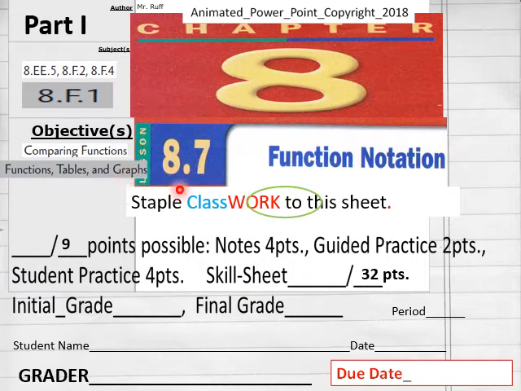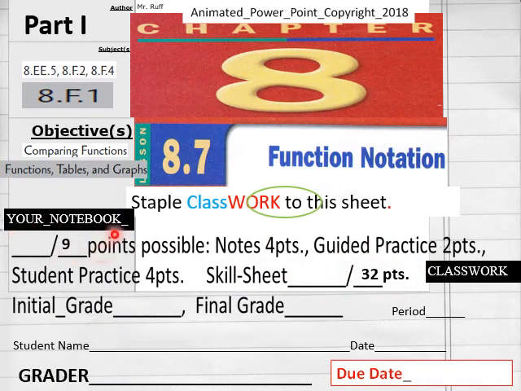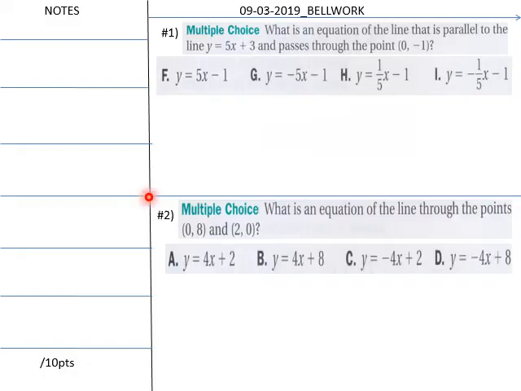Today we're going to do 8.7 function notation. We have 32 points of classwork and 9 points of notebook taking for students, so get ready to take notes.